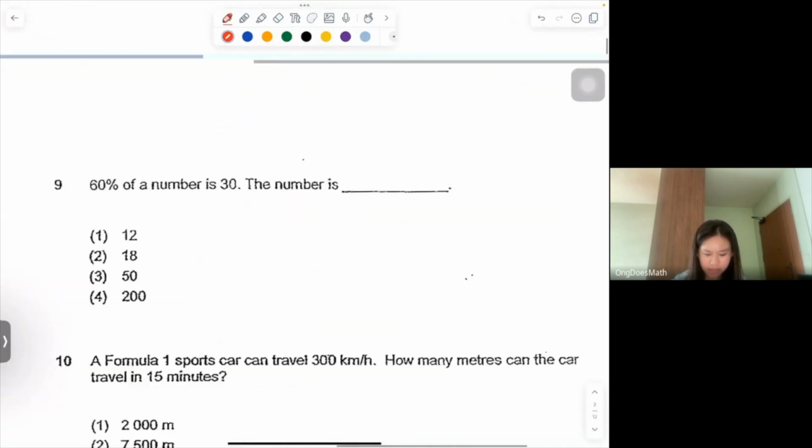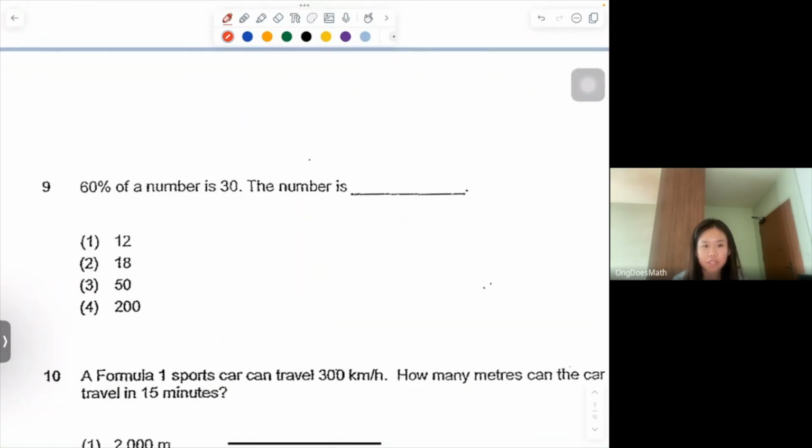Next up, 60% of a number is 30. The number is? So for paper 1, there's no calculator involved. No one has calculator. So whenever you see percentage, you want to try to work with fractions instead, because it is very hard to work with percent. It's actually easier to work with fractions. So what's 60%? 60% is actually 60 over 100. To remove the percent sign, you just divide it by 100.